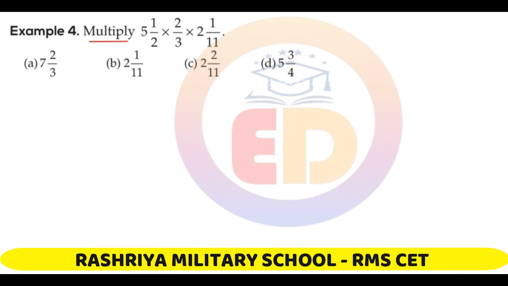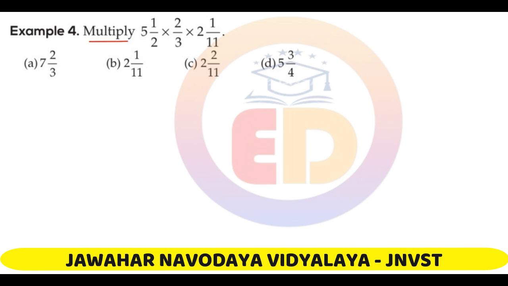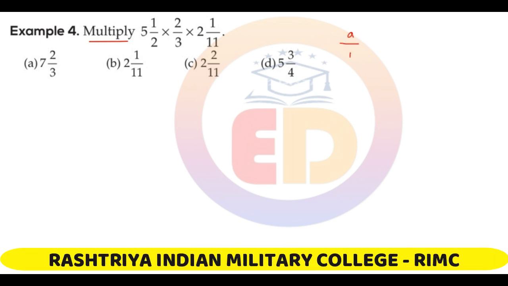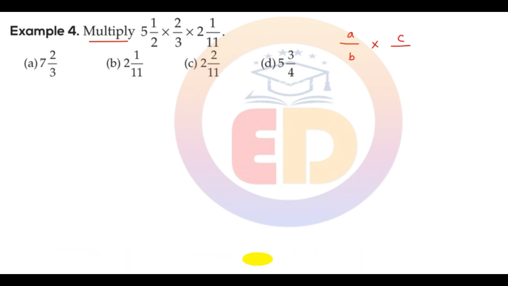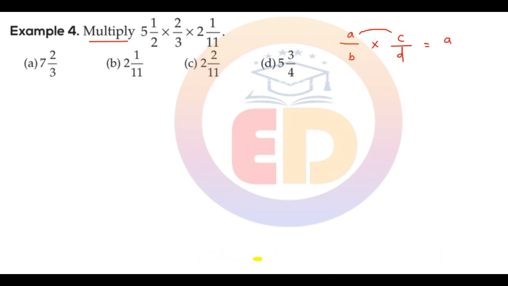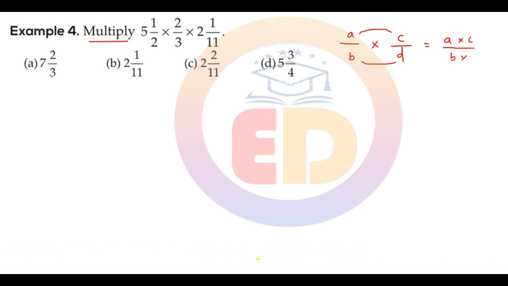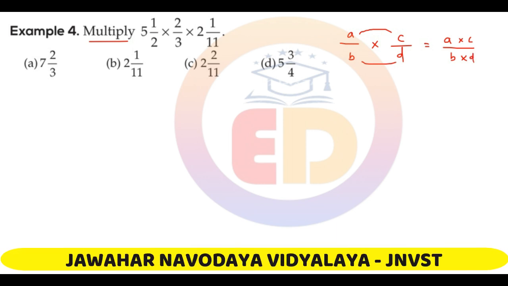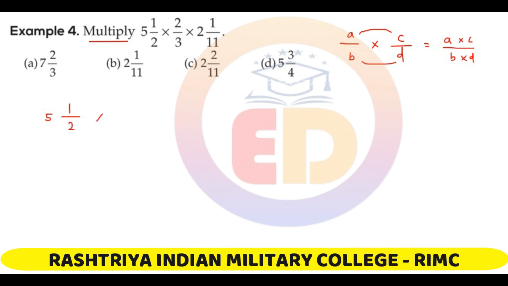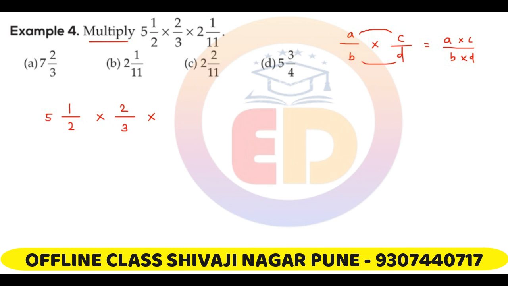Multiply 5 whole 1 by 2 by 2 by 3. Multiply 2 whole 1 by 11. The rule of multiplication of fraction is very simple. Suppose you have two fractions, a upon b multiplied by c upon d. So you just multiply the numerator with the numerator, a into c, and the denominator with the denominator, b into d. Here we have to multiply 5 whole 1 by 2, which is a mixed fraction, with 2 by 3 with 2 whole 1 upon 11.